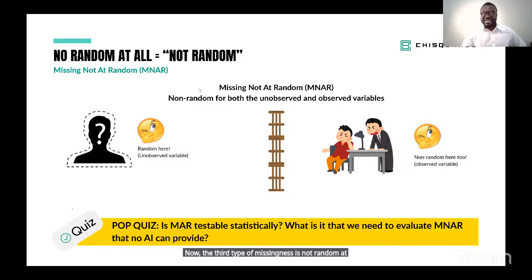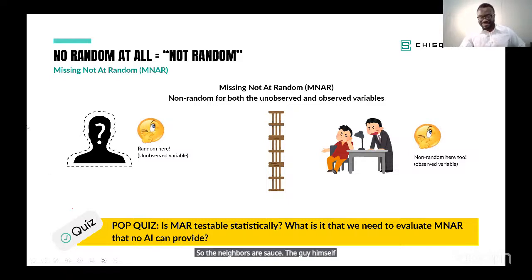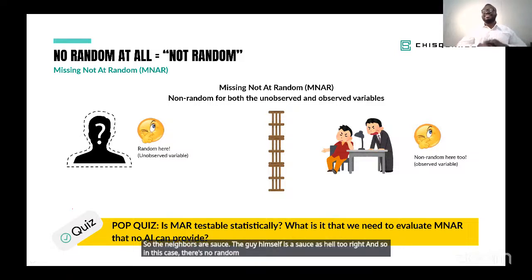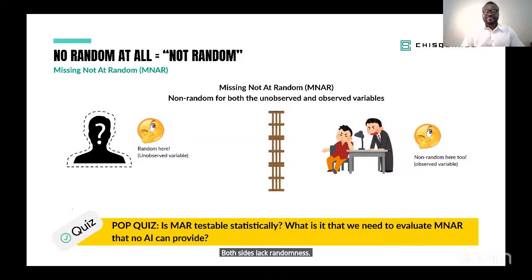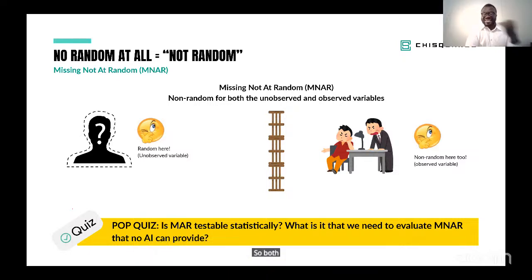Now, the third type of missingness is not random at all. In this case, there's no randomness here and no randomness here. The neighbors are sus, and the guy himself is as sus as hell too, right? So we say it is NMAR, missing not at random. It's not random at all. Both sides lack randomness. For example, the guy could have told the neighbors to just kidnap him and then they'd share the reward later. So both of them are implicated.